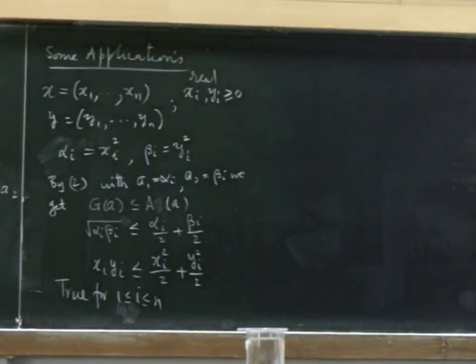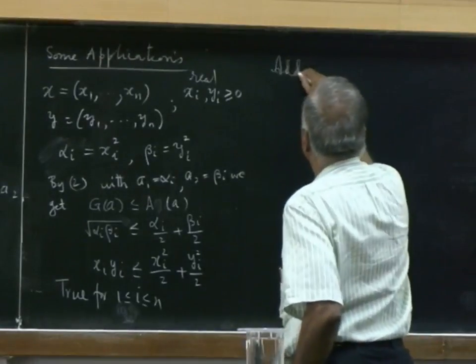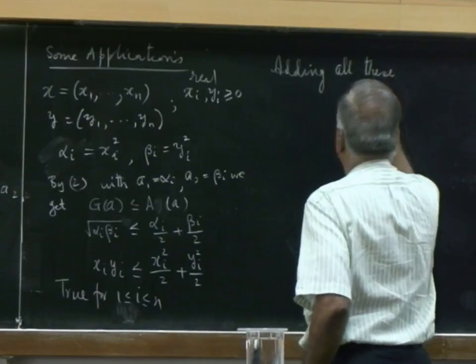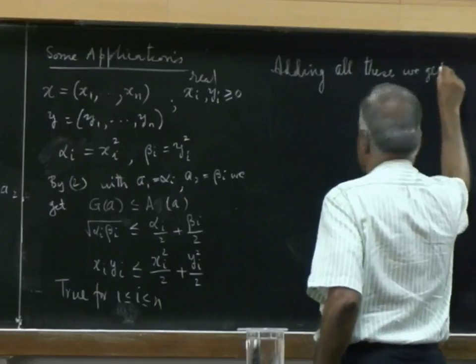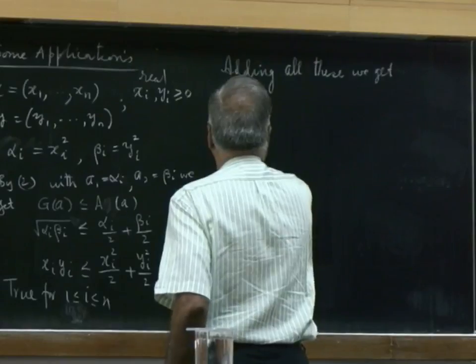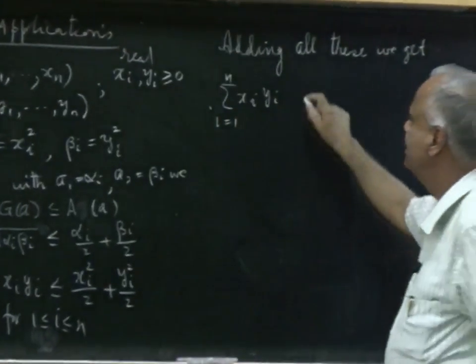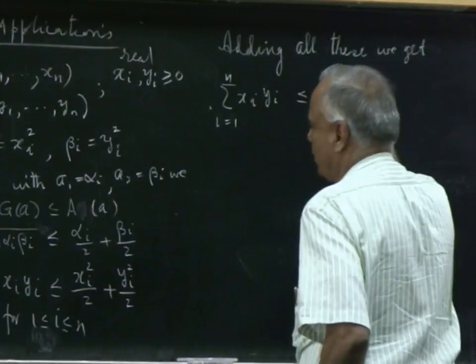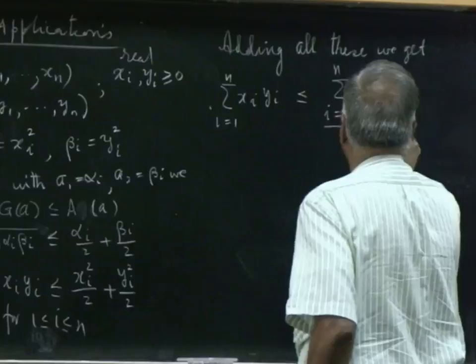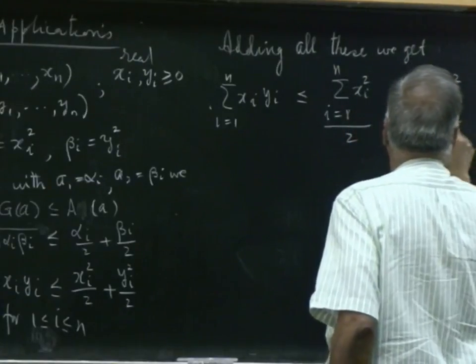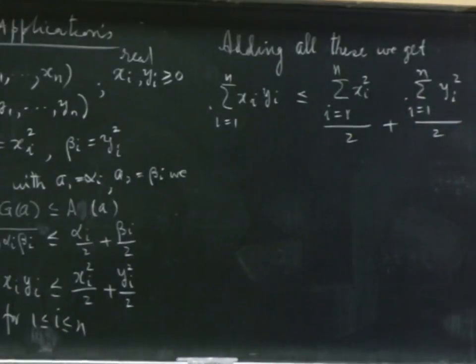Let's add all these inequalities. So, adding all this, we get summation xi yi, i equal to 1 to n, is less than or equal to summation i equal to 1 to n xi squared by 2 plus summation i equal to 1 to n yi squared by 2.